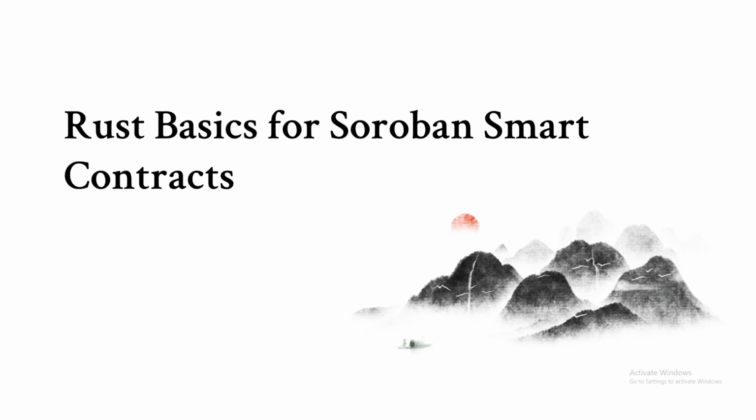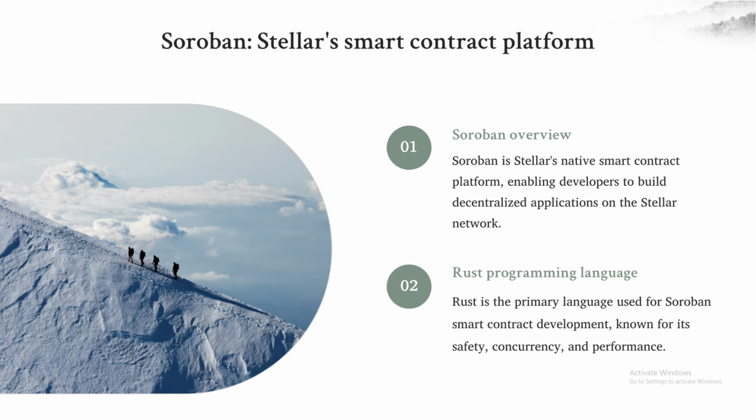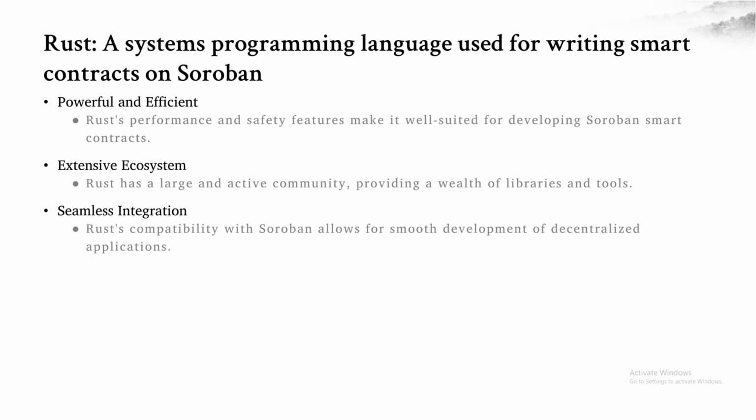So to get started, let's first of all see what Soroban is and what Rust is. Soroban is Stellar's native smart contract platform, enabling developers to build decentralized applications. And of course, Rust is the primary language used for Soroban smart contract development. Rust is known for its safety, concurrency, and performance. So Soroban leverages Rust's strengths to provide a secure and efficient environment for building smart contracts. We're going to see that. It has an extensive ecosystem and seamless integration. Rust is a very powerful language and well suited for developing smart contracts.